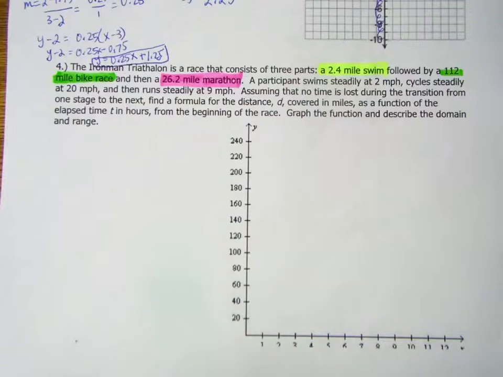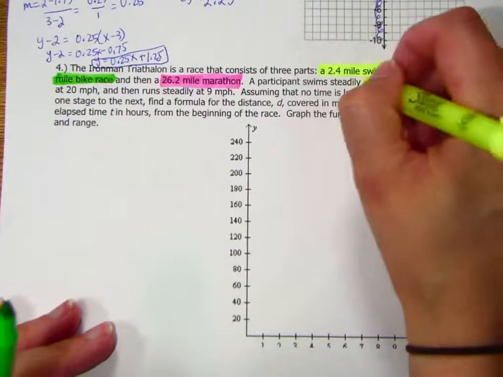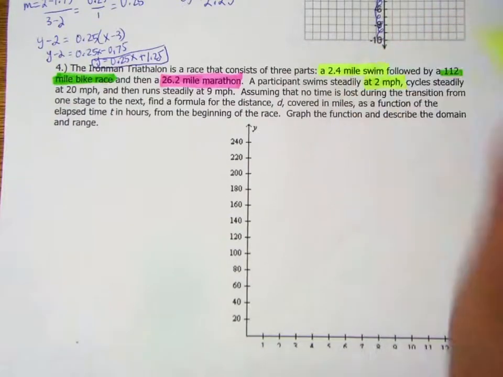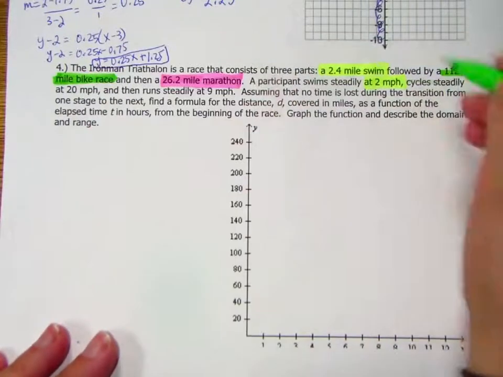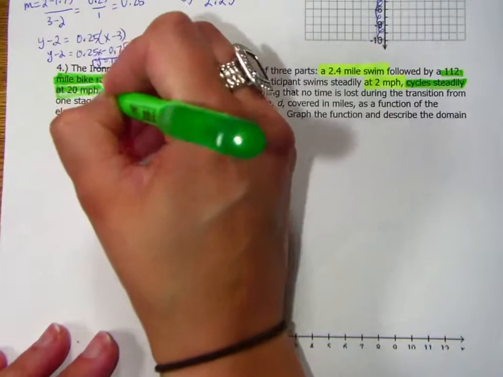A participant swims steadily at 2 miles an hour. So I'm matching up the part of the race with the speed she's going during that portion. So during the swim, she's swimming 2 miles per hour. During the bike race, she is riding at 20 miles an hour. That's pretty fast on a bike.